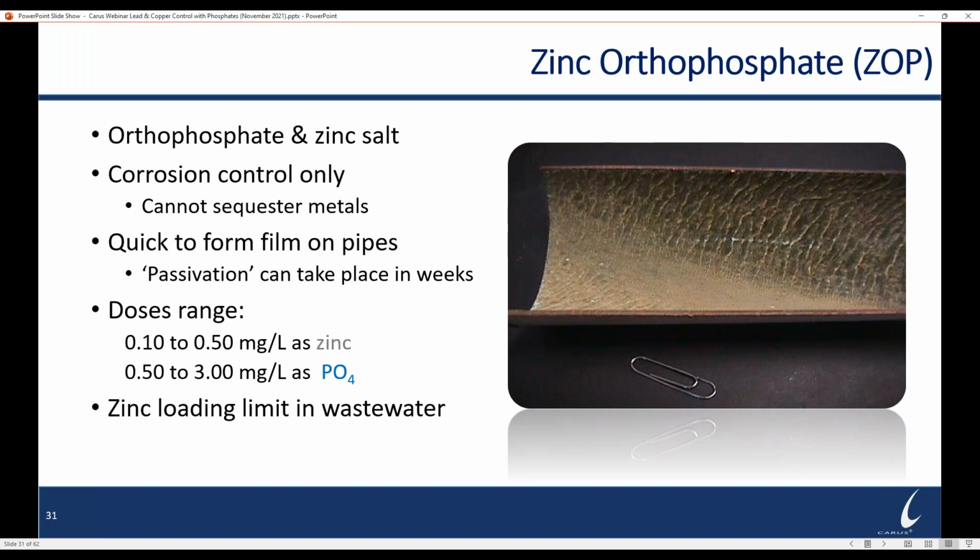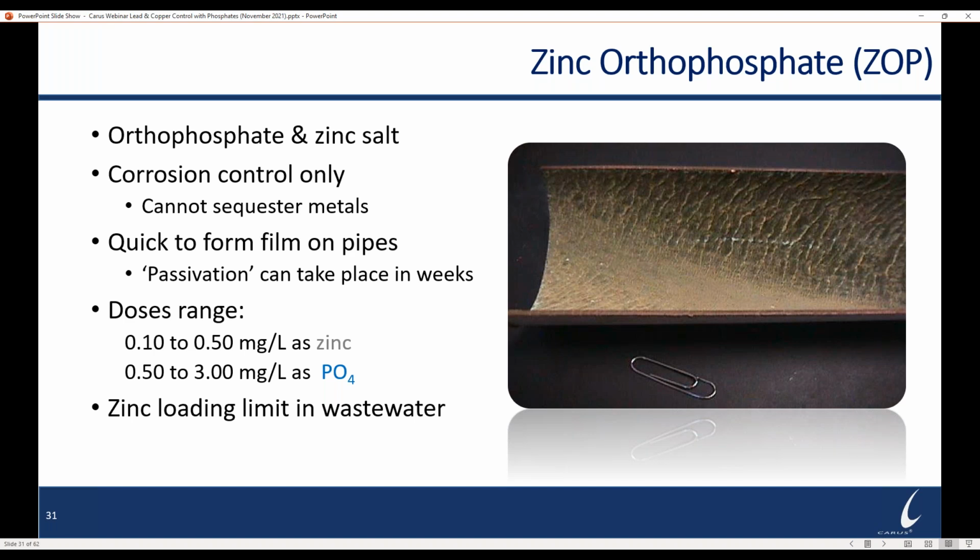Now, you can feed a straight orthophosphate, but you could also feed a zinc orthophosphate that combines both the zinc and an ortho. Now, these products, like orthos and zinc orthos, do no sequestering. All they can do is anodic film formation to protect the pipe. They're very quick to form films on the pipe. Passivation can take place in weeks.